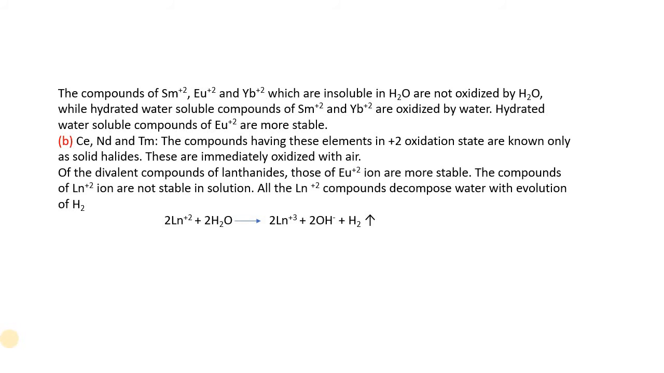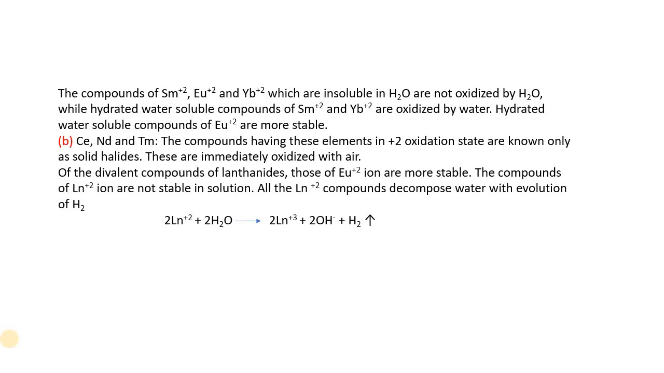The category B: cerium, neodymium, thulium. The compounds having these elements in the +2 oxidation state are known only as their halides. The halides of these lanthanides have the oxidation state +2, but these are immediately oxidized with air to lanthanide +3. +2 to +3.